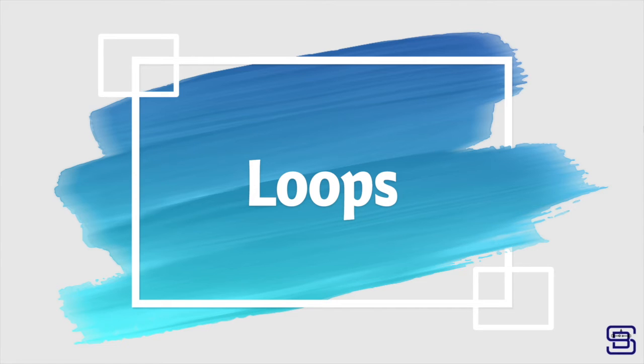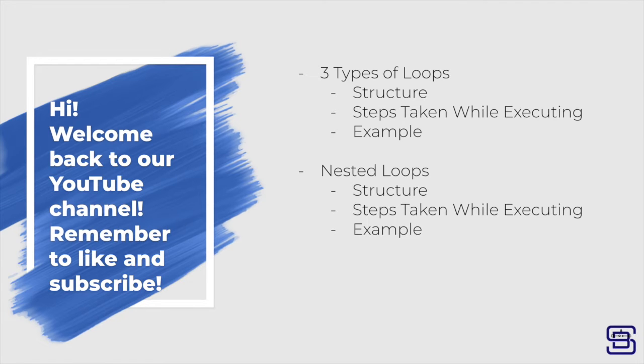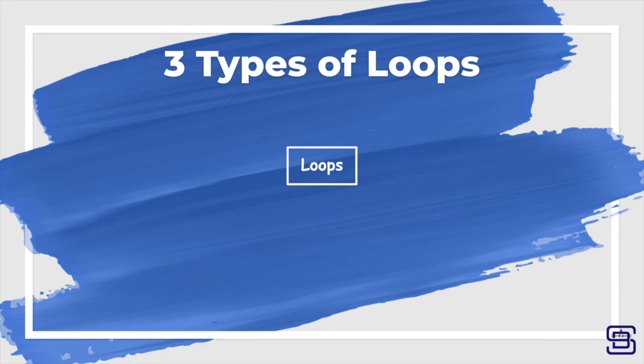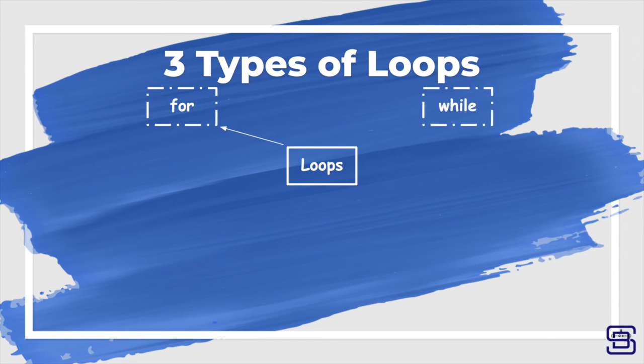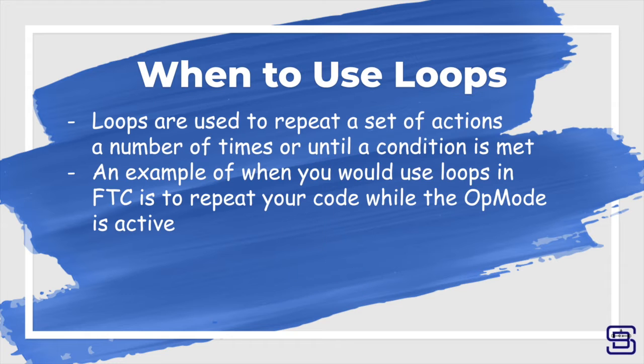Today we are going to learn about loops. In this video, we'll cover the 3 types of loops, their structure, the steps taken while executing them, and finally we will go over an example. We will also do the same for nested loops. There are 3 types of loops: for, while, and do while.